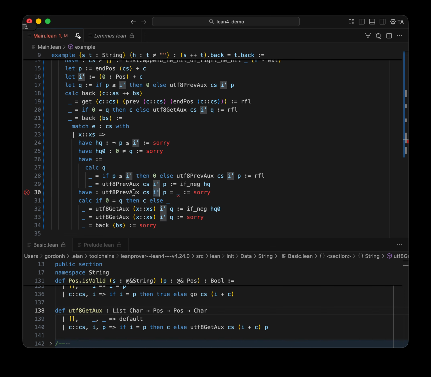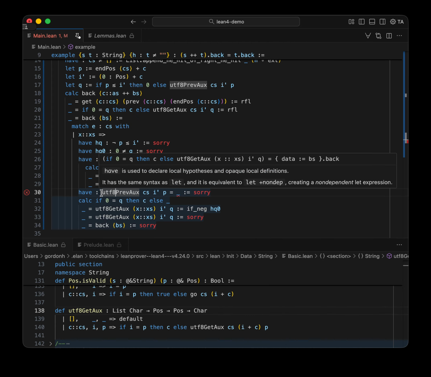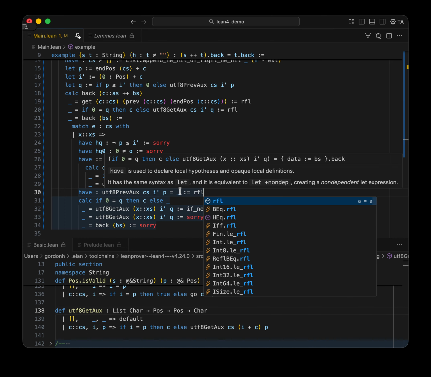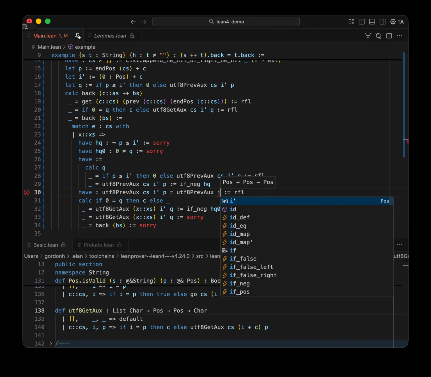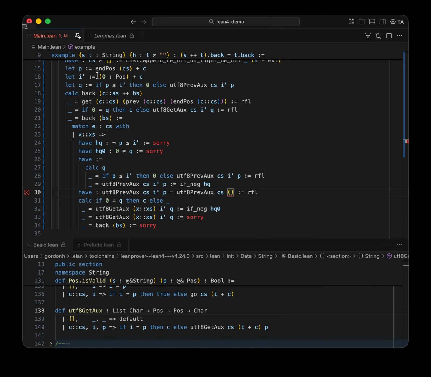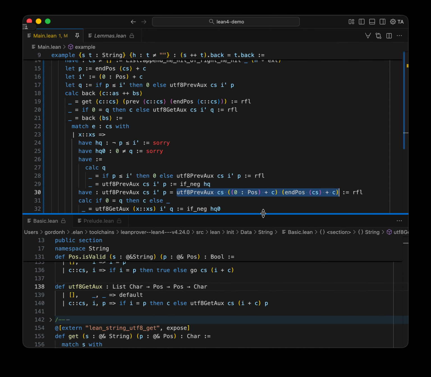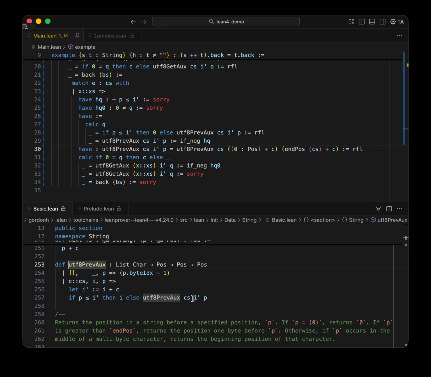CSI prime. What is I prime? This is I prime. What is P? How can this be reduced? Let's take a look at this definition.